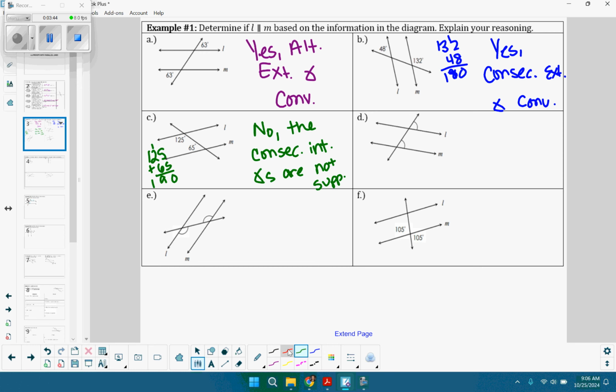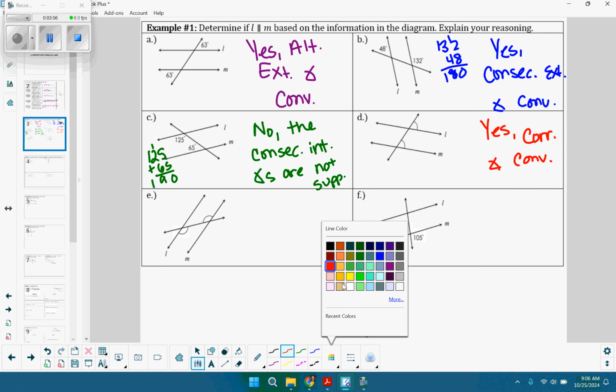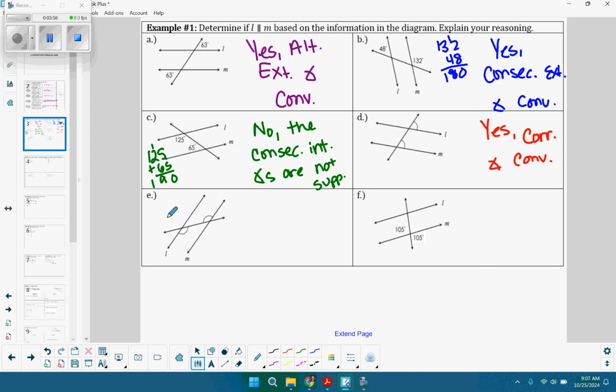In D, we have a pair of corresponding angles, which are supposed to be congruent, and they are. So this would be yes by the corresponding angle converse. For E, these are a pair of alternate interior angles, which are supposed to be congruent, and they are. So this would be yes by the alternate interior angle converse.